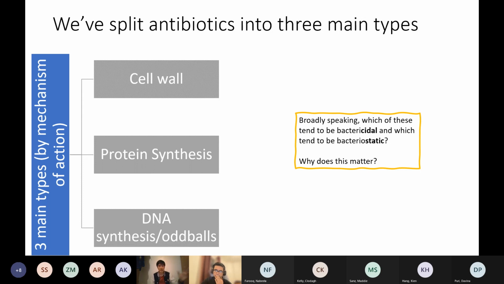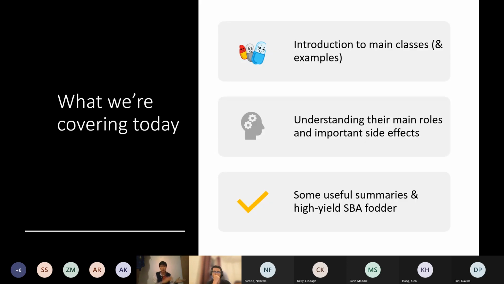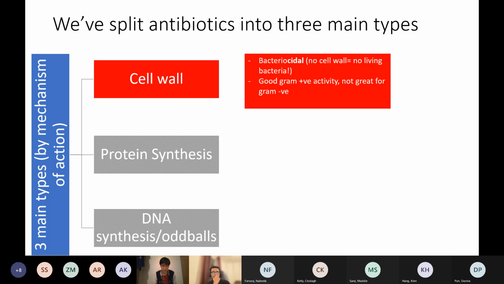So, like we said, we're going to split antibiotics into three main types, and we are going to talk about the broad classes and give you examples. You'll understand the main roles, so when we use which class of antibiotics, and important side effects, which gets tested a lot in SBAs. And then we've got some summaries at the end and a few SBAs for you to get used to. All right. So we'll start with the first one, cell walls.